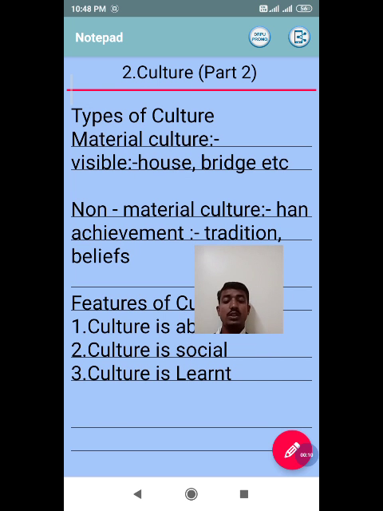Continued lesson. Students, in the previous class, we studied the meaning of culture and how the word culture came. The word culture is derived from the word colere. Colere is the Latin word. Colere means cultivate or tend. So the definition of culture we also studied in the previous class. Today we will study the types of culture.